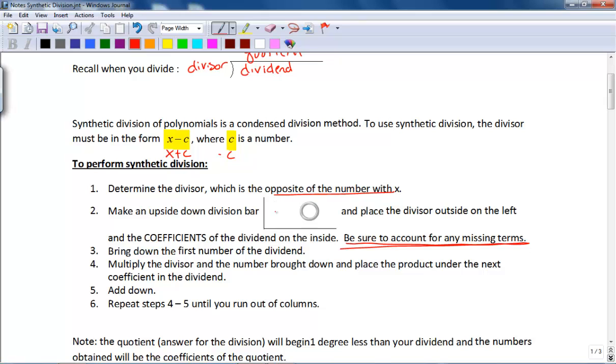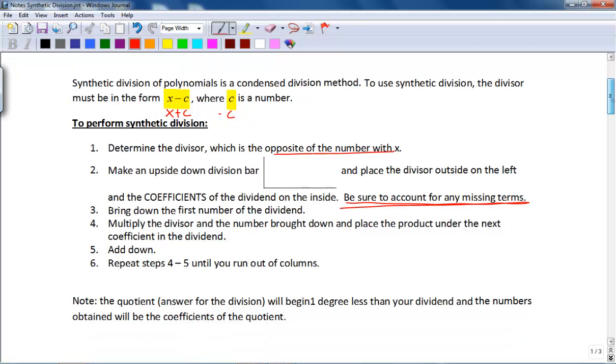Once all those terms are in, we bring down our first coefficient, then we multiply the divisor by that, put the product in the next line over, add down, and then you keep doing all these steps until you get to the very last column, until you run out of columns. The numbers that we get down here are going to be the answer to our division problem. That's the quotient. And if you're putting it back into polynomial form, it's going to begin with 1 degree less than your dividend. The reason for that is we're dividing by a linear term, so it's always going to be 1 degree less than our dividend.